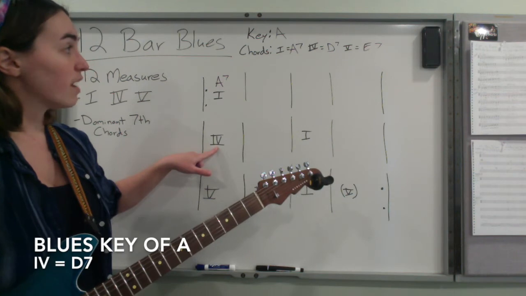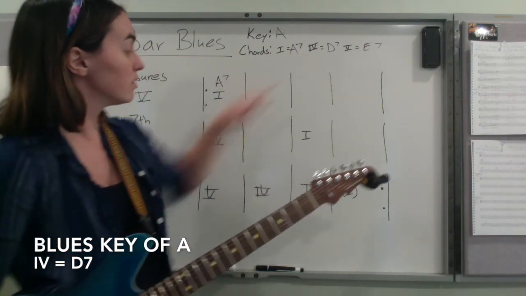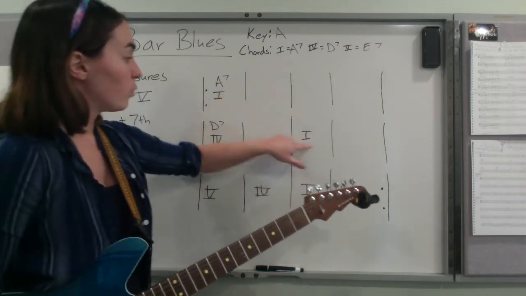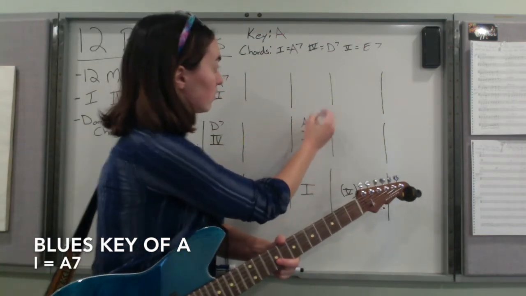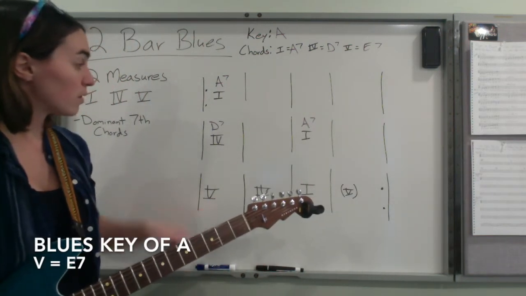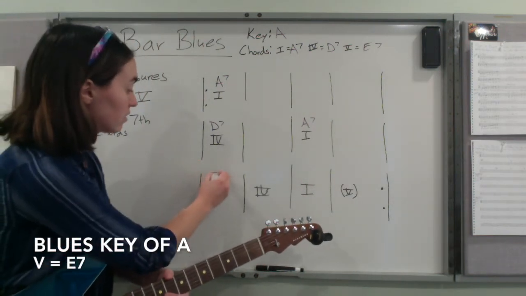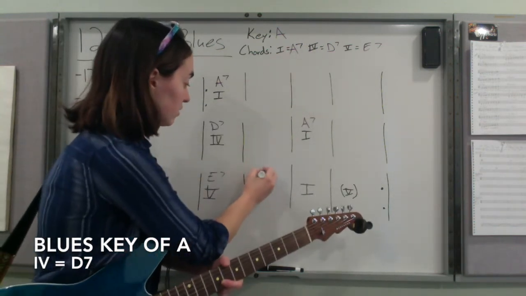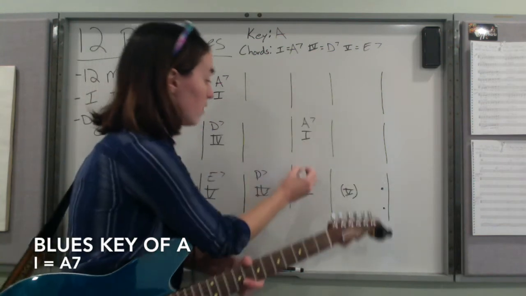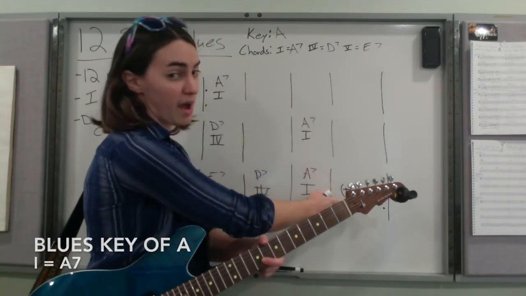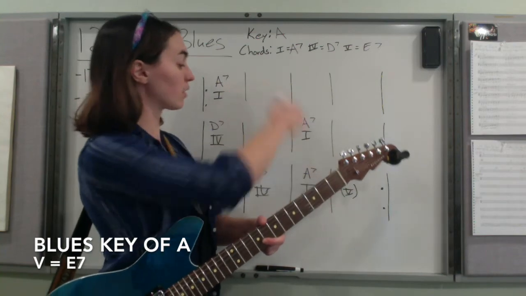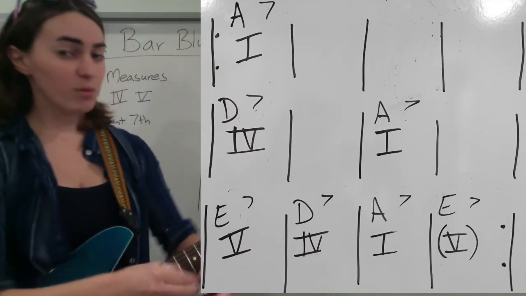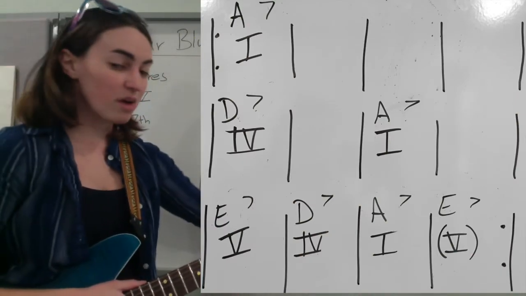The 4 chord is next. Looking up at my formula, D7 goes there, followed by the 1 chord, the 5 chord, E7, back to the 4, that's our D7, to the 1, A7, and we're going to go back to the 5 to help kind of guide us back to the beginning of the song. And that's going to be our E7 chord. Okay. So now that we have those all written in, let's see what they sound like in that order.